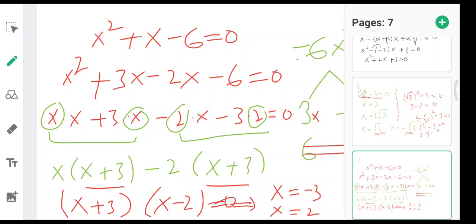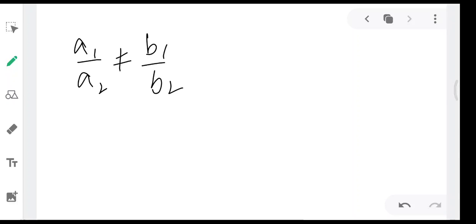Next, going to the linear equations concept. In pair of linear equations, you have to practice the concept of conditions. A1 by A2 is not equal to B1 by B2. Okay, for this condition in the pair of linear equations, a1x plus b1y plus c1, 2 equations are given. I even sent a video on this, so you have to be thorough in the concept of conditions.